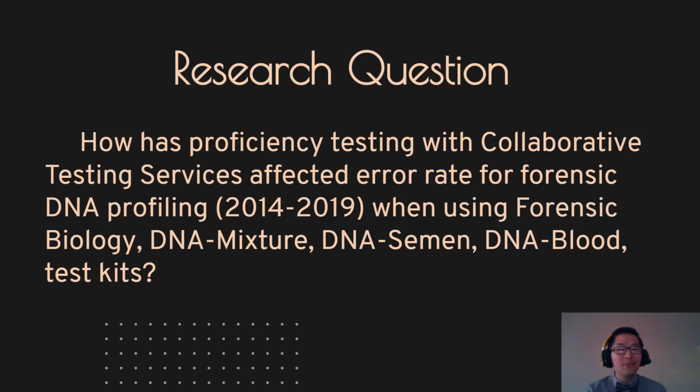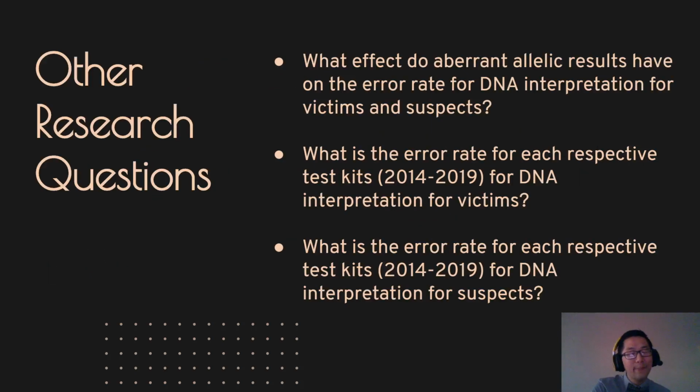So how has proficiency testing with Collaborative Testing Services affected the error rate for forensic DNA profiling in 2014 to 2019 when using forensic biology, DNA mixtures, DNA semen, DNA blood, and test kits? So other related research questions: I wanted to understand the effect of aberrant allelic results and how they affect the error rate on DNA interpretation for victims and suspects.